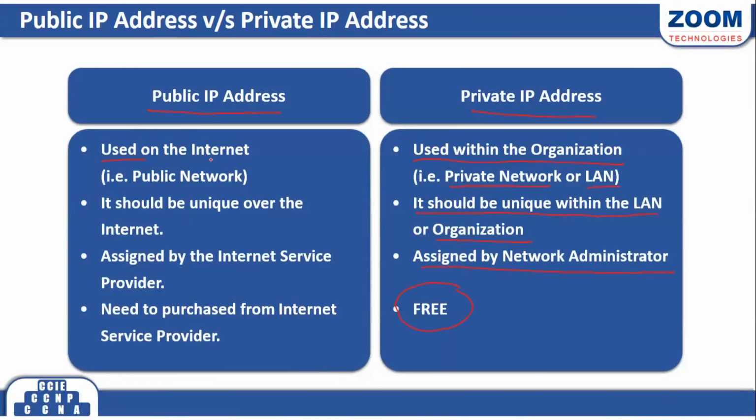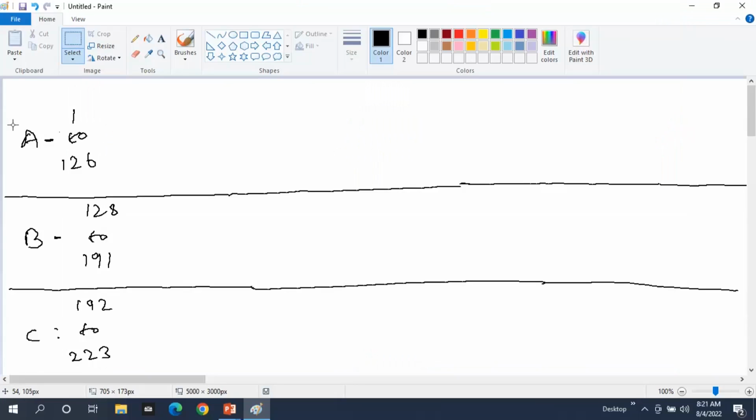A public IP address is used on the internet, which is a public network. It should be unique over the internet. It is assigned by the internet service provider, and you need to purchase it from the internet service provider. But the point is, from class A, we have a certain range of private IP addresses and public IP addresses.